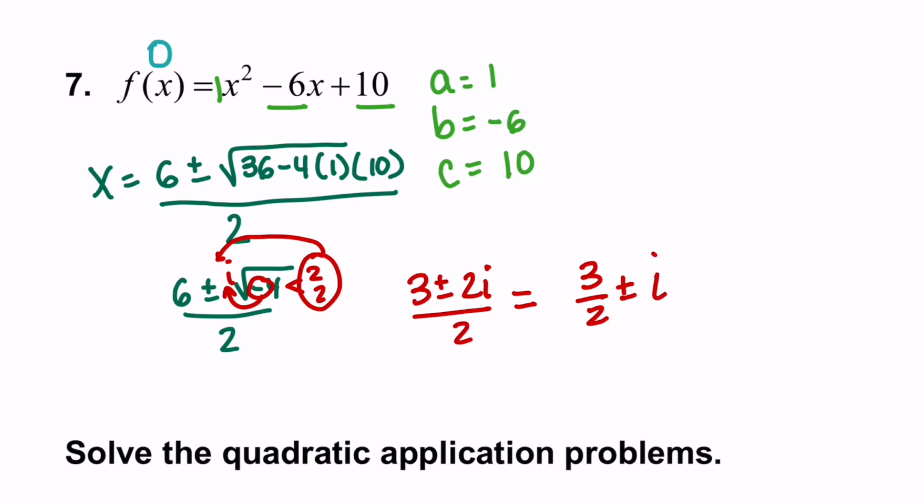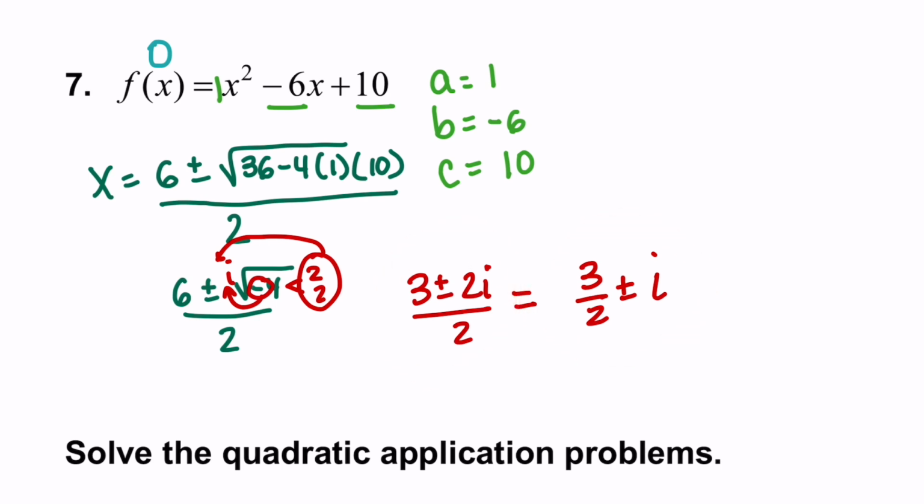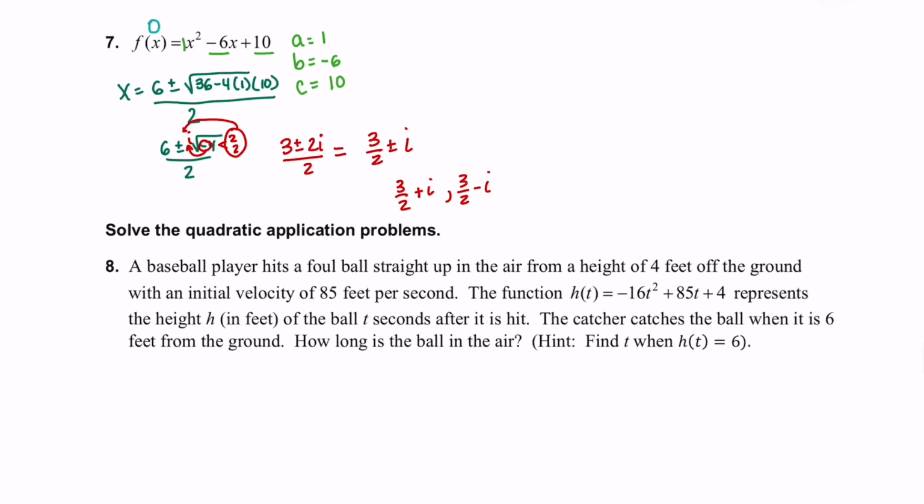But you could write it like this piece or this piece. Either one of those will work. If we were to separate these, we could say 3 halves plus i, comma, 3 halves minus i. All three of those would be answers that you could write.